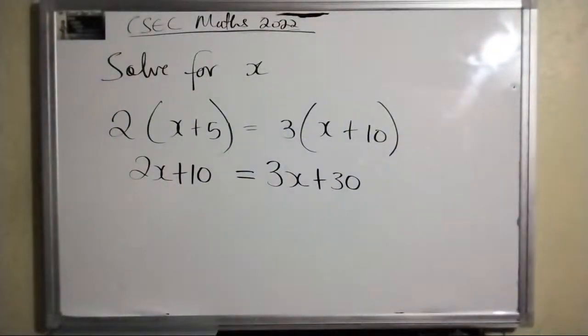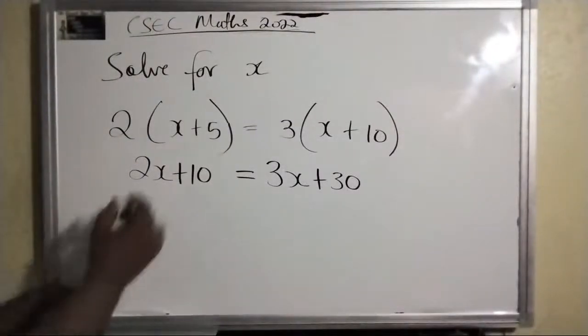So what we need to do now is to group the like terms. We're bringing all the x's together. Alright, so let's go. We have 2x here.